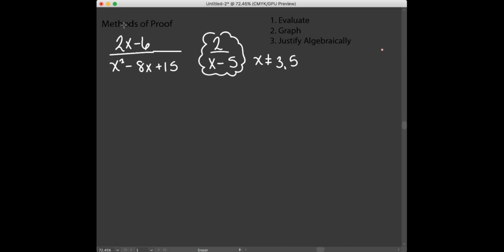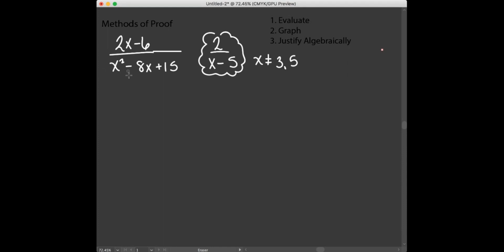All right, so say I was asked to simplify 2x minus 6 over x squared minus 8x plus 15, and I got the solution 2 over x minus 5, with the restricted values x can't be 3 or 5. So there's 3 methods I can now do to model the problem and see if I can convince myself that this answer is correct.